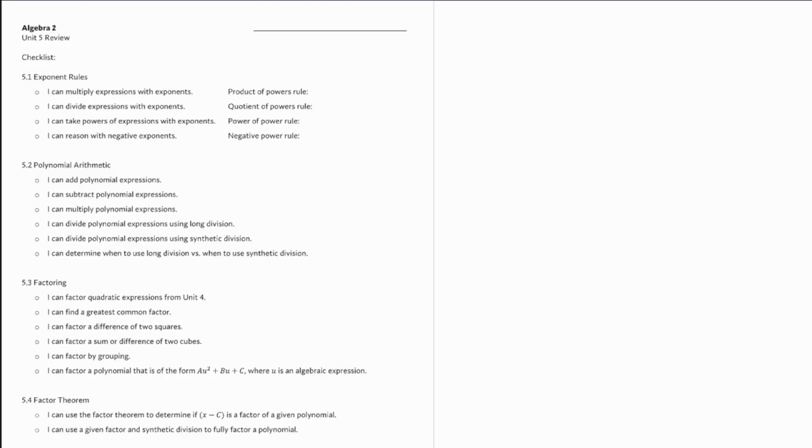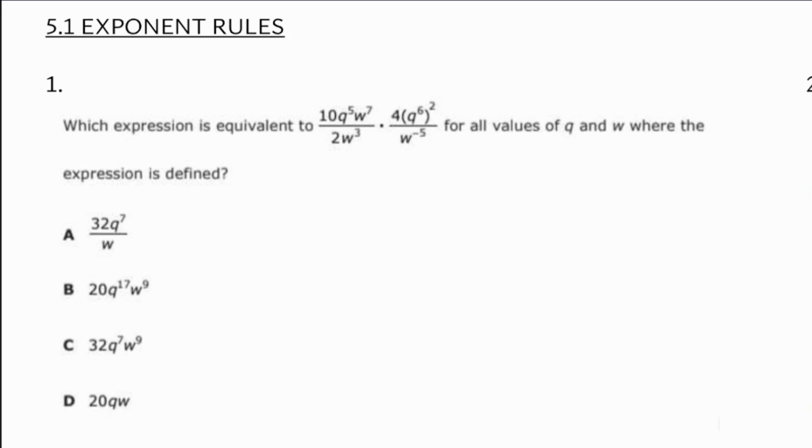Alright, welcome. In this video, I'm going to be working the Algebra 2 Unit 5 review. And on screen right now, you can just see a list of things that we're going to be practicing. We're going to be practicing our exponent rules, our polynomial arithmetic, our factoring, and our use of the polynomial factor theorem. Alright, so we'll start with the first one.